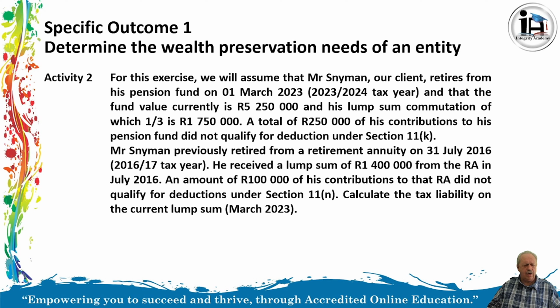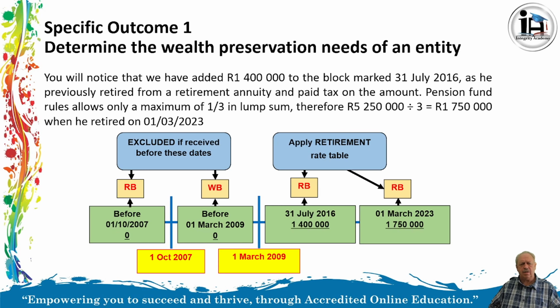So let me have a look on the next slide at the schematic diagram that I've drawn up to explain this. You'll notice that we've added the 1.4 million to the block on the 31st of July 2016, as he previously retired from a retirement annuity and he paid tax on that. So we need to take that tax into consideration. The pension fund rules allow a maximum of 1/3 in lump sum. So therefore, the 5.250 million divided by 3 equals 1.750 million when he retired on the 1st of March 2023.